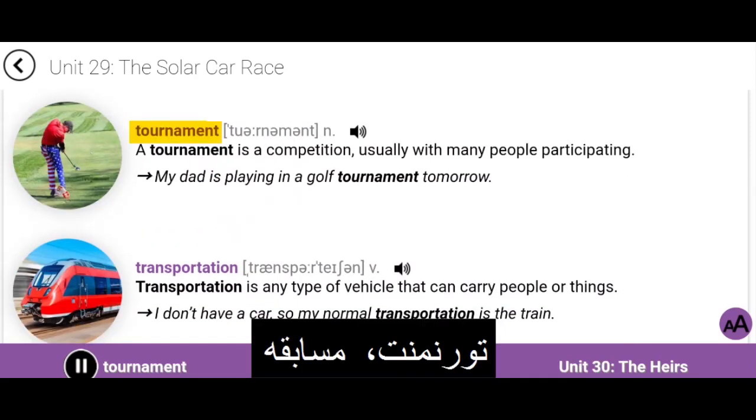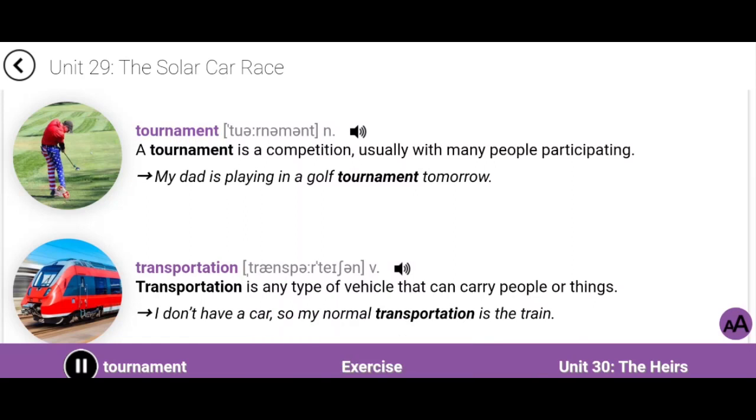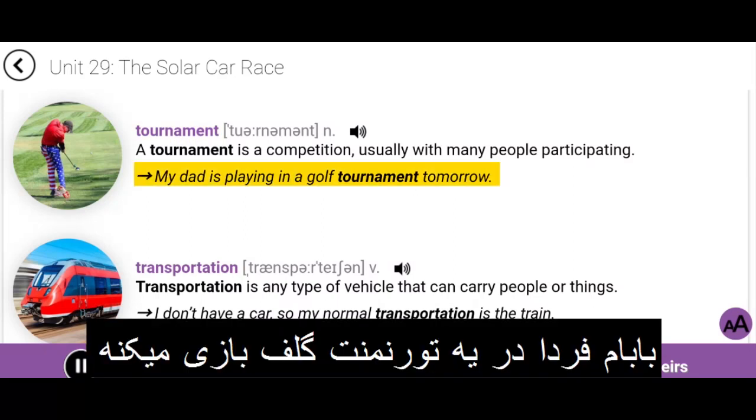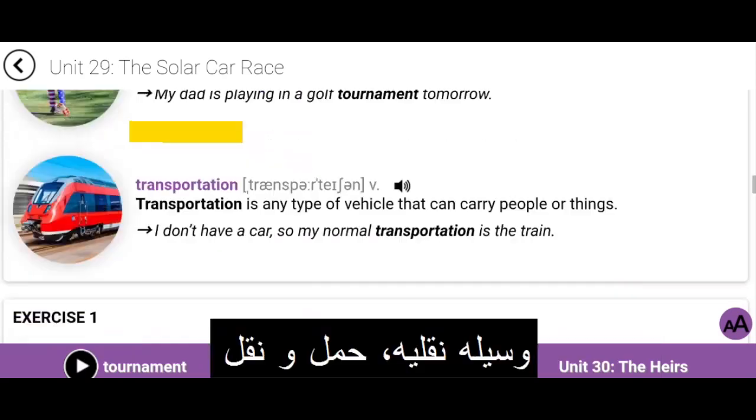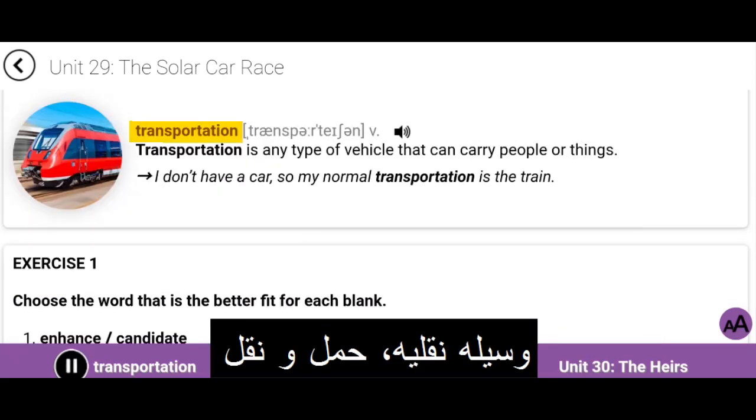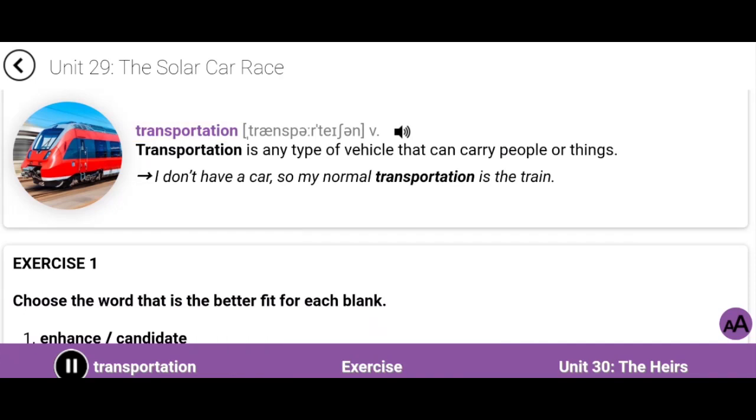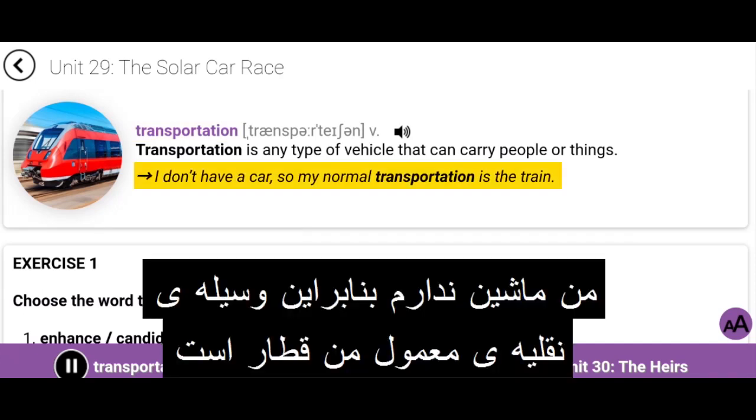Tournament. A tournament is a competition, usually with many people participating. My dad is playing in a golf tournament tomorrow. Transportation. Transportation is any type of vehicle that can carry people or things. I don't have a car, so my normal transportation is the train.